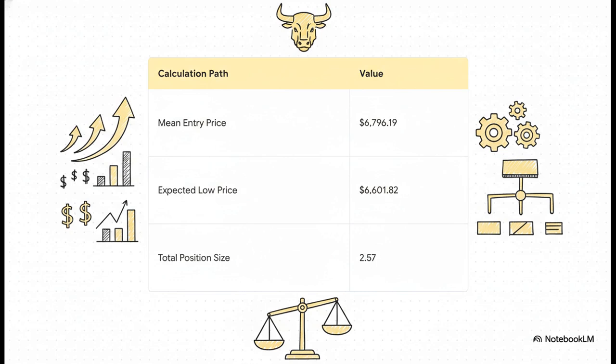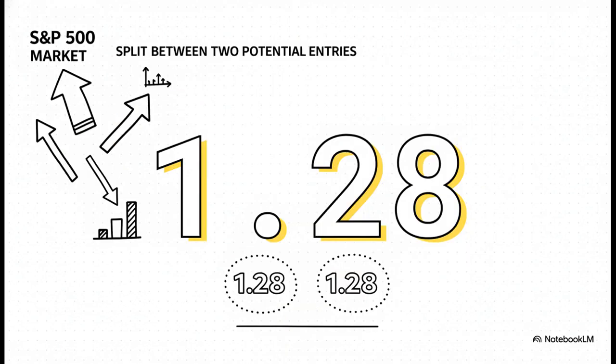And right here, you can see how those inputs start to shape the actual position size. The mean entry price, which is just the average of M and PC, comes out to $6,796.19. The expected low price, based on the model, is $6,601.82. And all of that leads to a calculated total position size of 2.57. And that brings us to the final output of this whole risk framework. That total position is split evenly between the two potential entries. What that means is we get a size of 1.28 for each of the two possible trades.